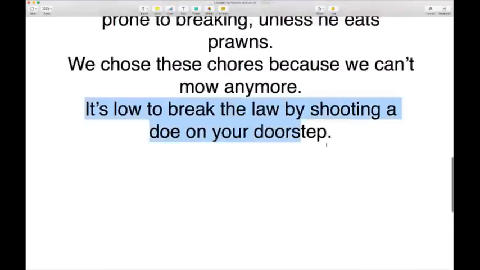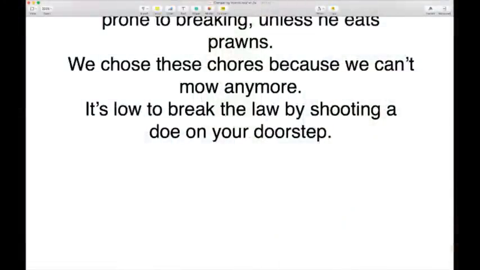It is. So here's the last sentence. It's low to break the law by shooting a doe on your doorstep. Again, this is another silly sentence. Don't worry too much about the meaning, just think about the pronunciation. It's low. That means it's not very nice. It's low moral judgment. If you cause trouble or reveal a secret in order to create distress or create a problem, then someone might say to you, that was low. That was very low. That wasn't very nice. Okay, so here I've used low in this context.